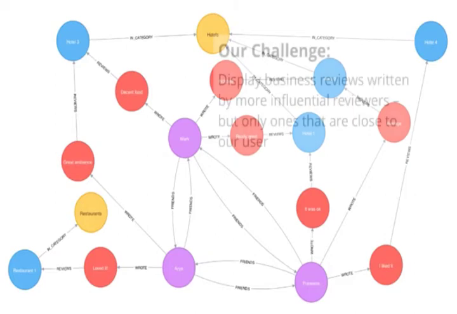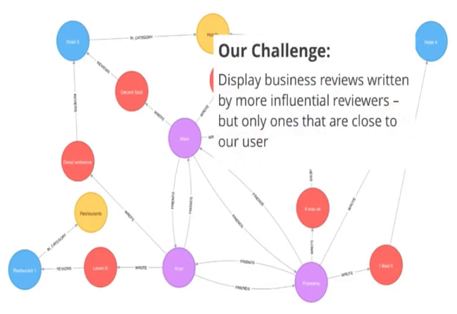Now, our challenge in this section is to show business results based on the positive review of influential users in the Yelp network. But because Yelp is such a highly connected data set, we don't want to look at all possible influential reviewers. We only want to take into account those that are closer to our user in the network.